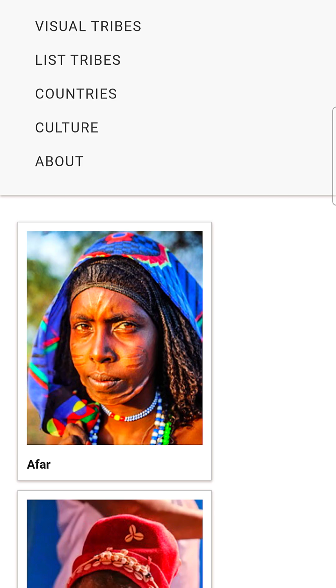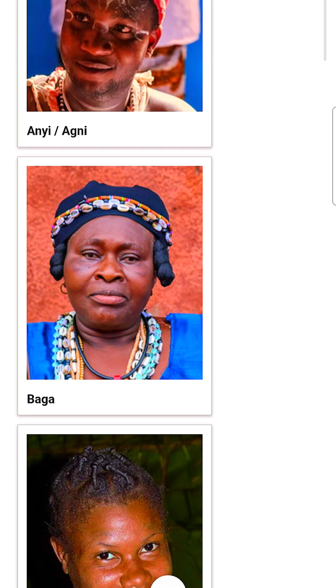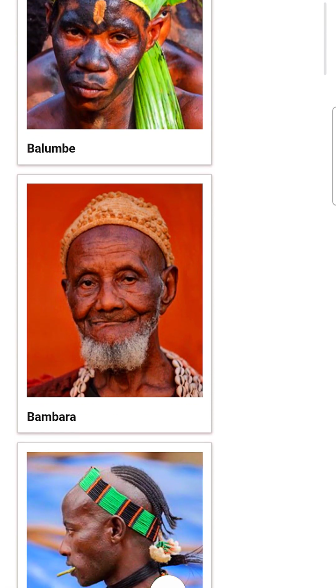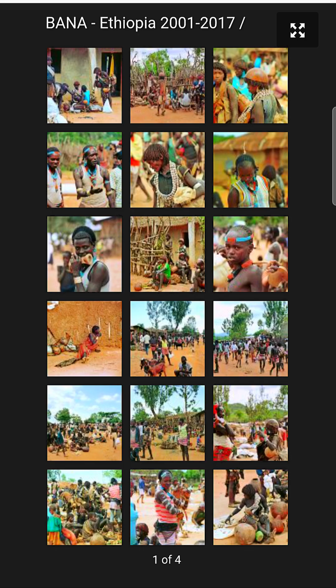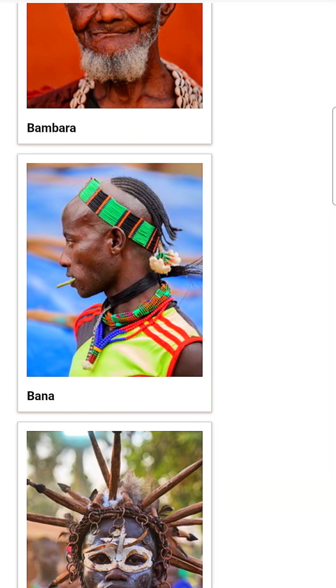And there are a lot of well-known and not so well-known tribes of people. So like this first one here, a lot of people know about the Afar. So you'll see a picture here of an Afar woman. But they also have different tribes of people that are kind of unknown, that people don't really know much about. You'll see the Baga, the Anyi or Agni, the Baka, the Balumbe. And when you click on them, you can find more information about where they come from. So the Bana people come from Ethiopia. It'll show you some pictures here of them.